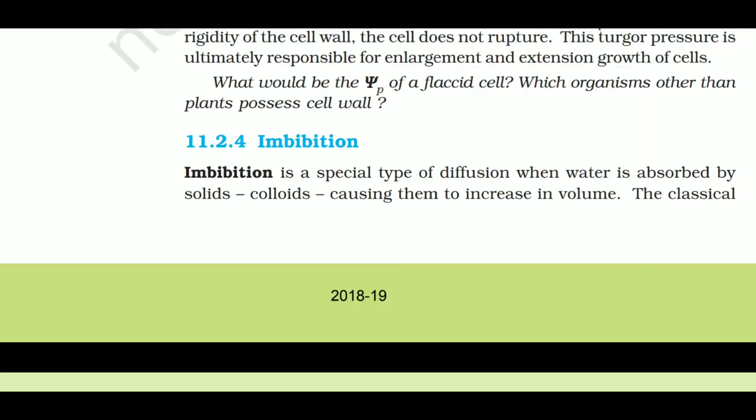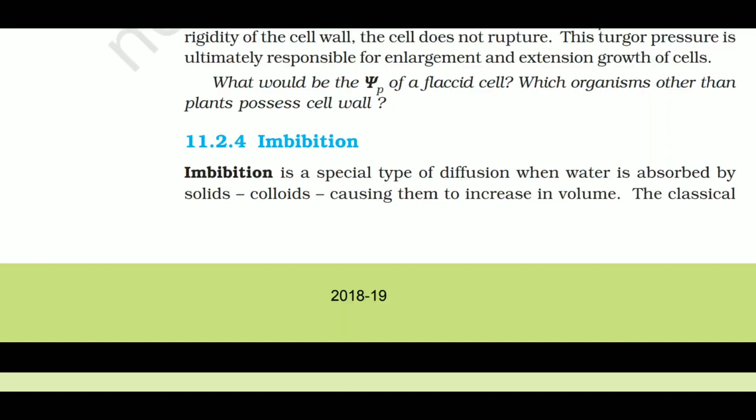Now we are going to continue with Chapter 11, Transport in Plants. Previously, we have covered water potential, hypotonic, hypertonic, and isotonic. All these things are covered in the previous video. If you are not aware of that, please do check that video, and later, if you see this video, it will be very easy for you. Let's continue with the topic, imbibition.